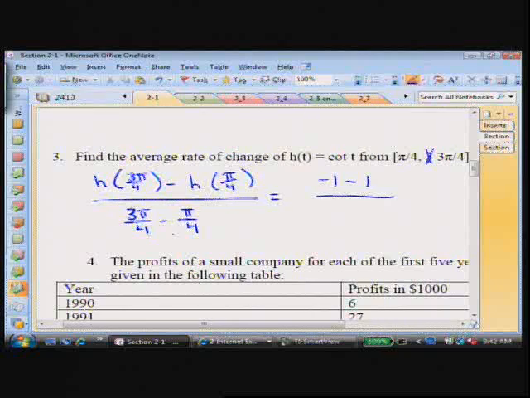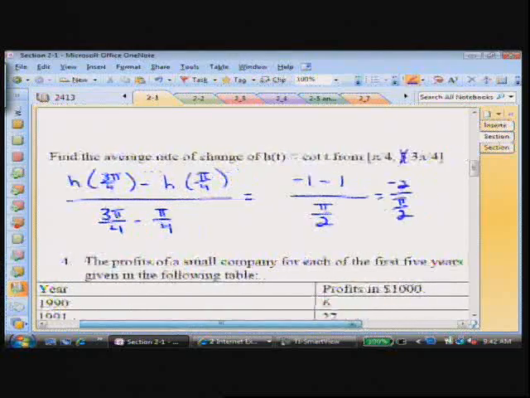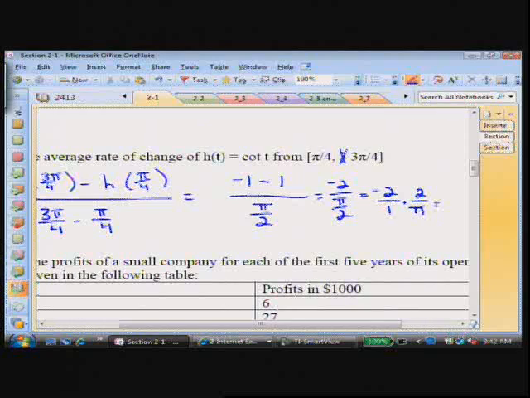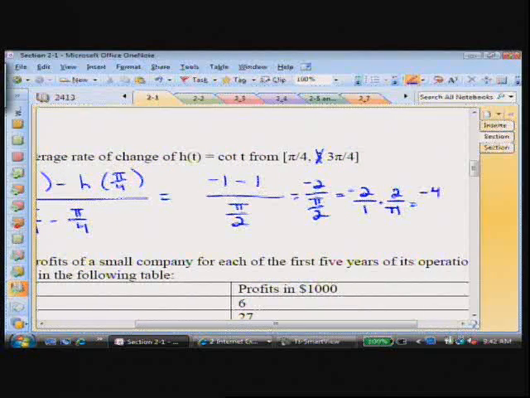I'm not teaching trig. 3 pi over 4 minus pi over 4. 3/4 minus 1/4 is 2/4 or 1/2. And so this is pi over 2. And so -1 minus 1 is -2 over pi over 2. So this we just, of course, write horizontally. So this is -2 over 1 times 2 over pi. So finally, our answer is -4 over pi, which I'm sure was what you were thinking was the answer to that problem.